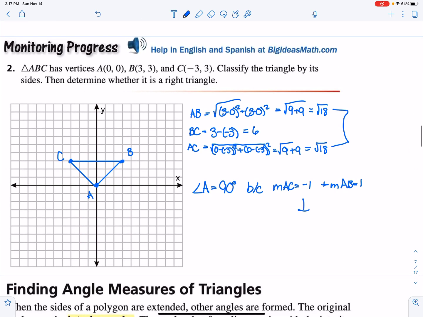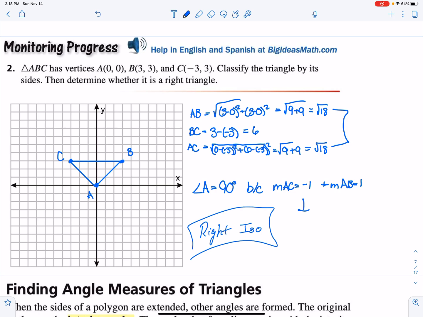Okay, so the work that I showed to the right, first of all, is I found the length of all three segments, and you can see that AB and AC have the same measure. Because that's the case, we know that we have an isosceles triangle. The next thing I did was I found the measure of angle A because it appears to be a right angle. And as you can see, the slope of AC is -1, and the slope of AB is +1. Those are negative reciprocals of each other. So this, instead of a right scalene, is a right isosceles.